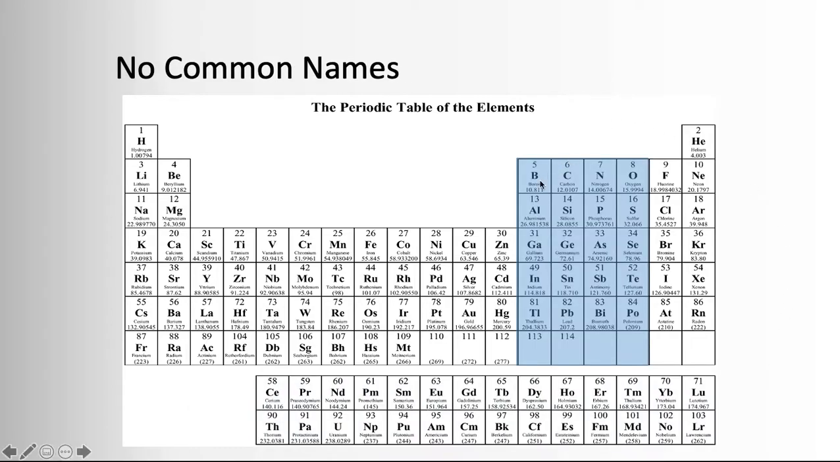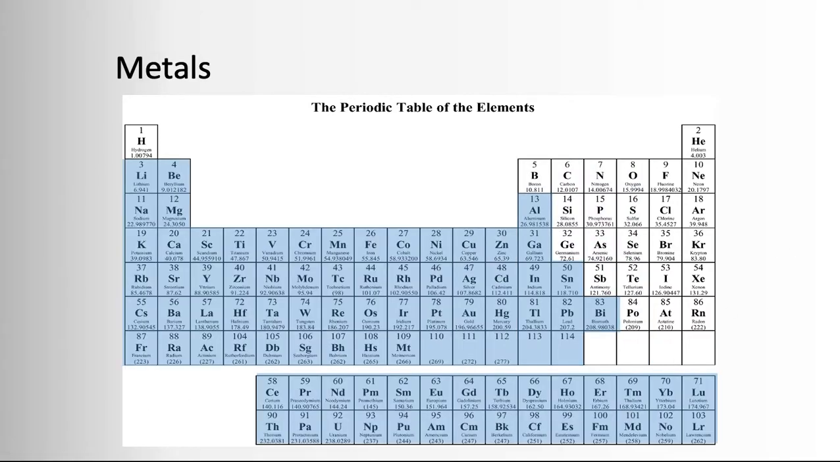Then the last group over here, the last chunk, has no common names. This is just group 3, 4, 5, 6. They don't really have a name like the other ones that we were talking about. There are also other divisions in the periodic table. The largest number of elements in the periodic table are called metals. Metals have different characteristics than the other groups of elements.